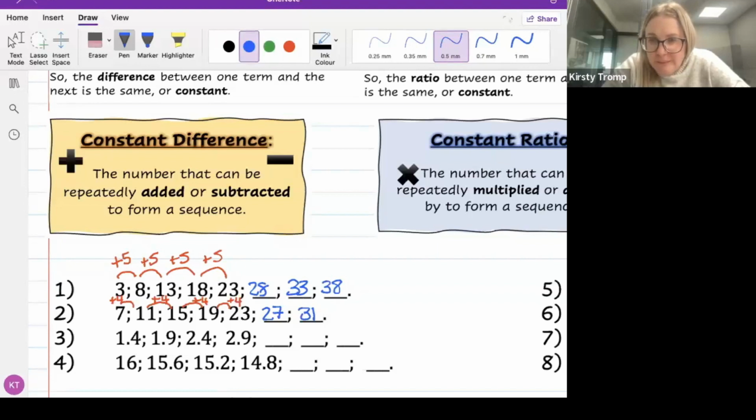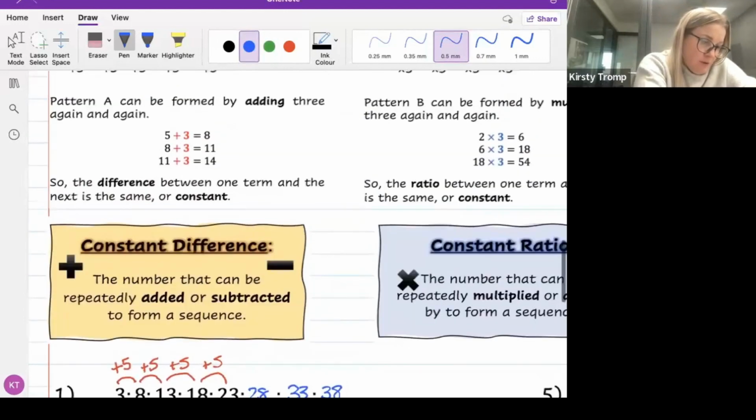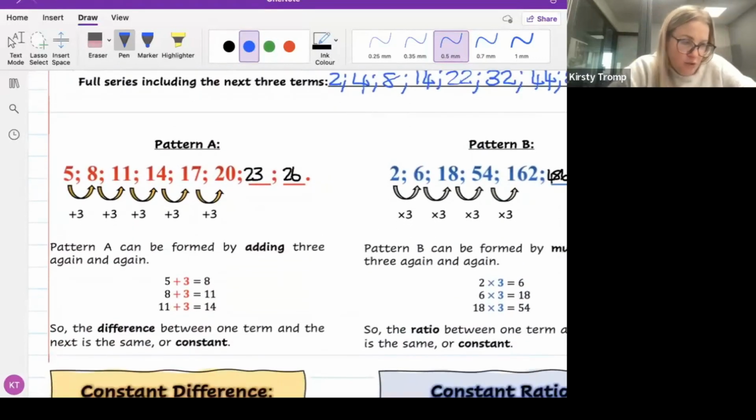Ma'am, I didn't understand pattern A up there. Pattern A. Okay, hopefully you guys have got this written down. I'm just going to move up for Muko. Okay, so what are you not sure of, Muko? Talk to me about how you got the answers. Okay, so Muko, what do you do to 5 to get to 8? What's the difference between 5 and 8? Plus 3. Plus 3, good.